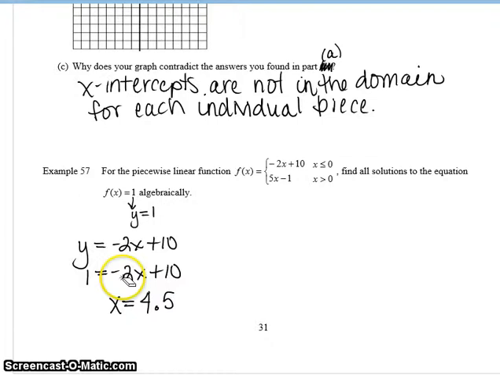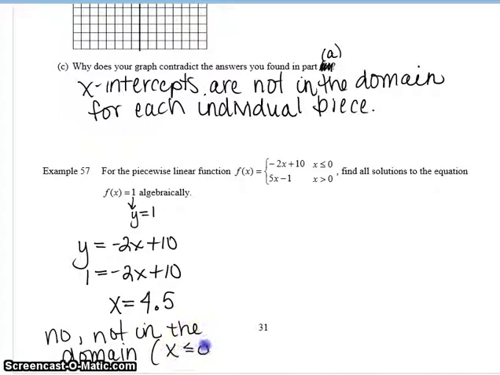Now what you have to do is you're going to take that answer. So take 4.5. You're going to come up here to the equation that we just substituted in, and x has to be strictly less than 0. Well, 4.5 is not less than 0, so no, this is not in the domain. Okay, and if you just want to put in parentheses, the domain had to be, x had to be less than or equal to 0, and our 4.5 is not less than or equal to 0. Okay, so it says find all solutions, so that's not a solution. Okay, 4.5 is not a solution to that equation.